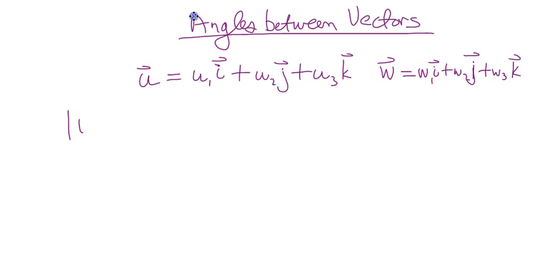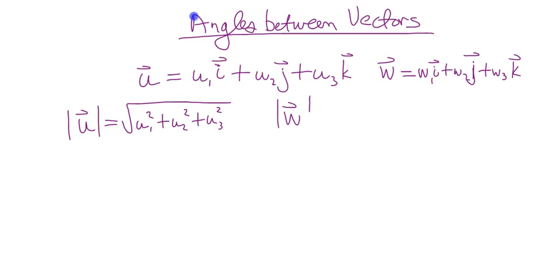What is the magnitude of u? The square root of u1 squared plus u2 squared plus u3 squared. You have to find the modulus of it. And what is the magnitude of w? Square root of w1 squared plus w2 squared plus w3 squared. These are just numbers.